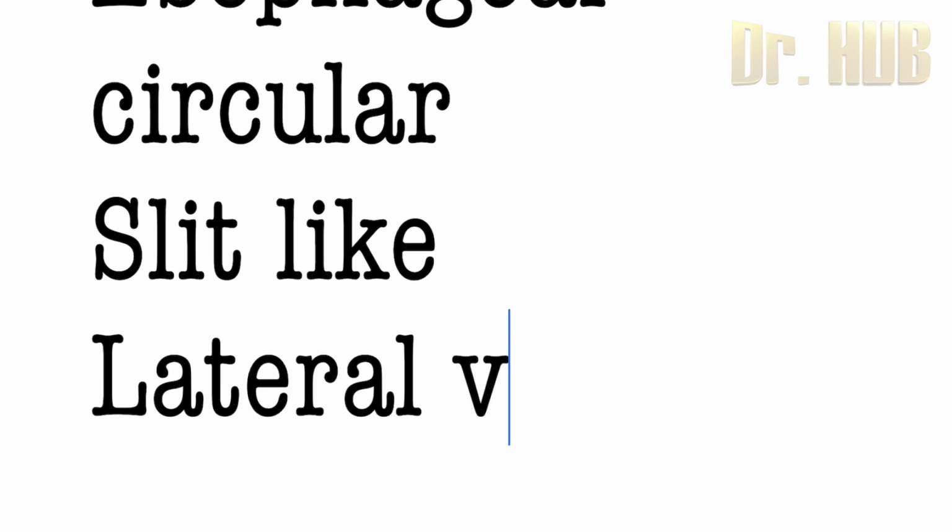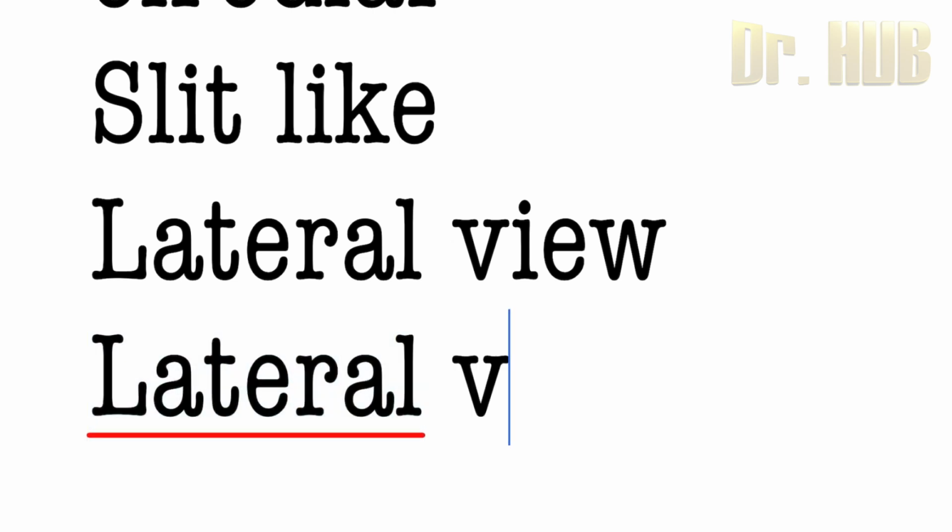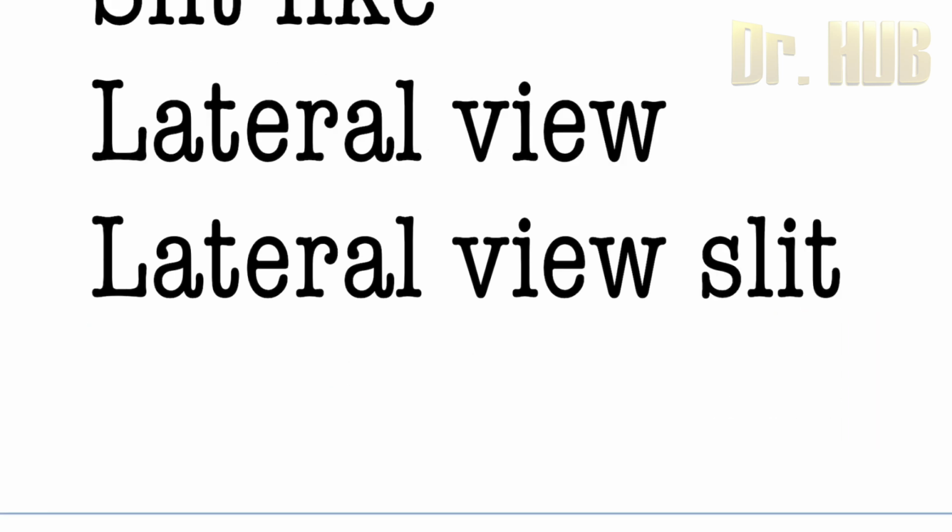Now moving on to the lateral view. In case of the lateral view, the esophagus, the coin appears slit-like. So lateral view of the esophagus, it will appear slit-like, whereas the trachea, in case of lateral view, it will appear circular.